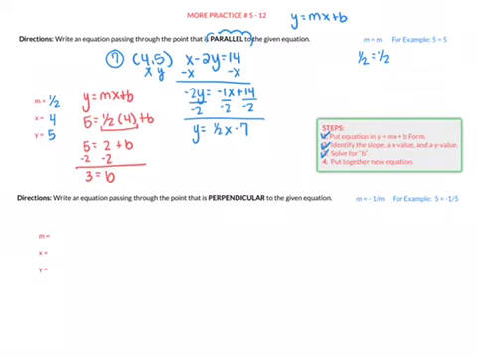Last step, put together our new equation. So all we have to do here is replace the m with our slope and the b with our b value. The answer to number 7 is y equals 1/2 x plus 3.